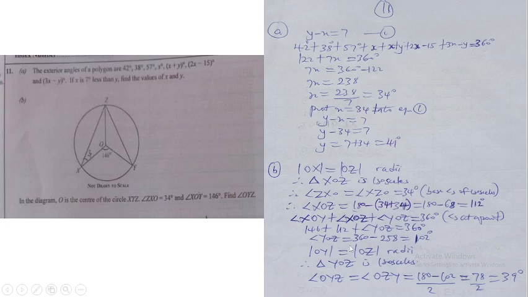So angle YOZ will be 360 degrees minus this plus this. That's what we're having here: 146 plus 112 plus angle YOZ equals 360 degrees, angles at a point. Collect like terms: 146 plus 112 will give us 258. Then remove 258 from 360, that will give us 112. So this angle here is 112 degrees.